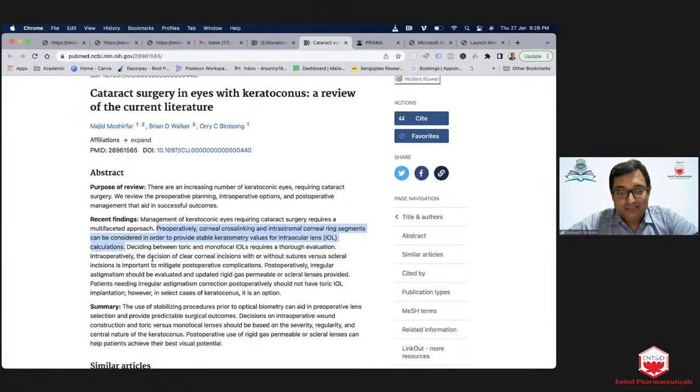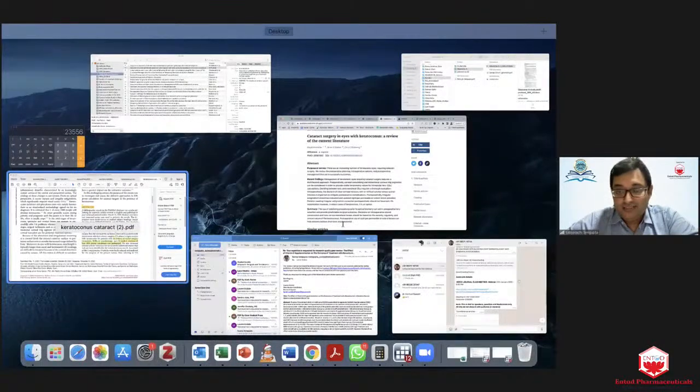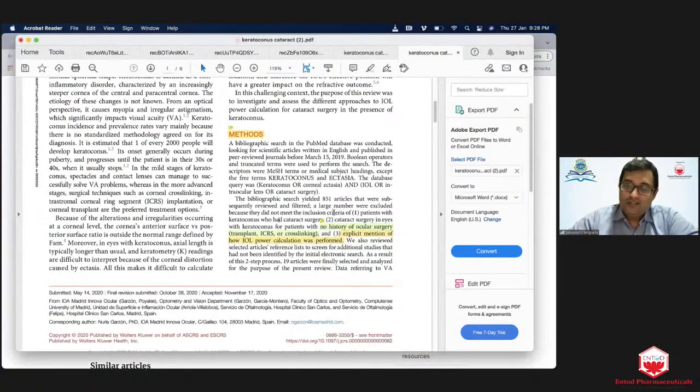So basically stabilize the cone and then go ahead and do cataract surgery to give predictable surgical outcomes. But this review article has actually excluded all these kinds of studies. So then you're not left with too much. And I don't think a lot of the recommendations from this article are really relevant to what we're doing today.